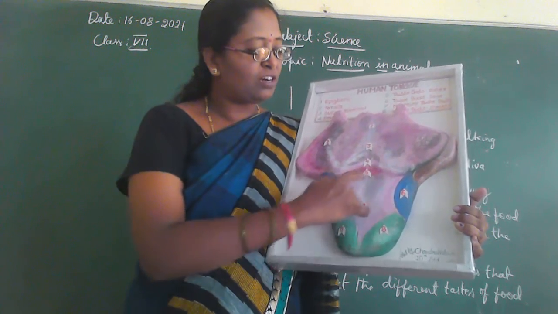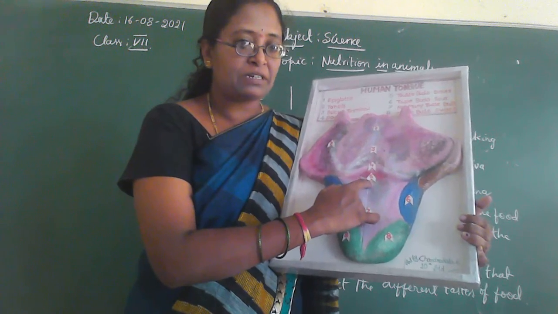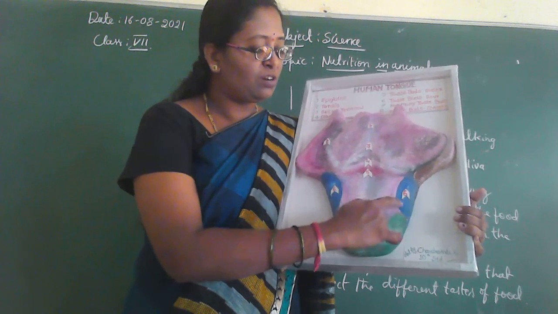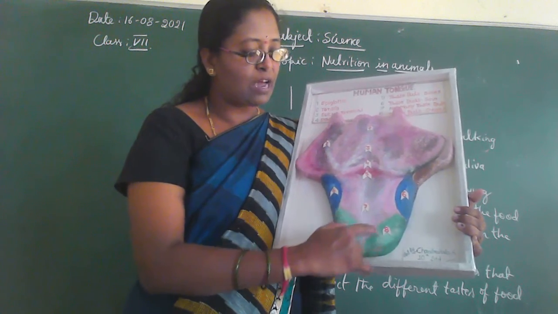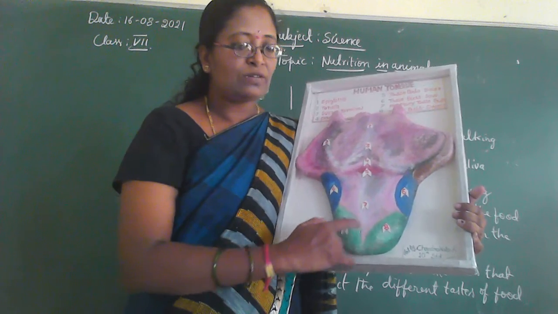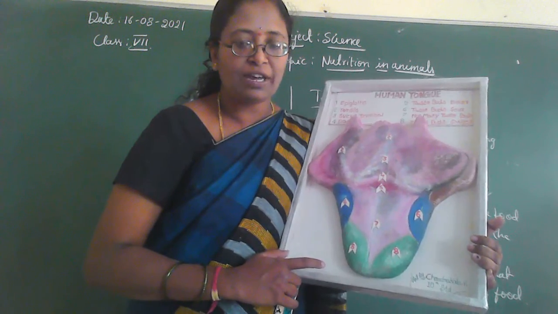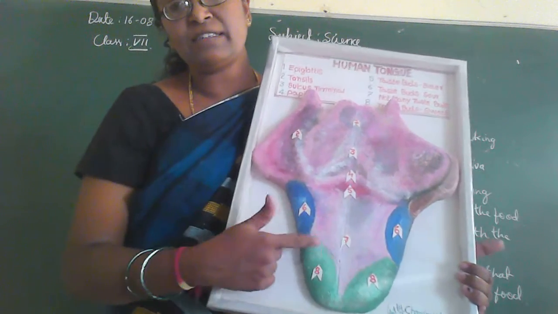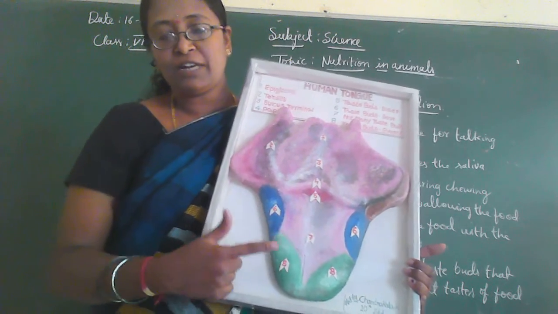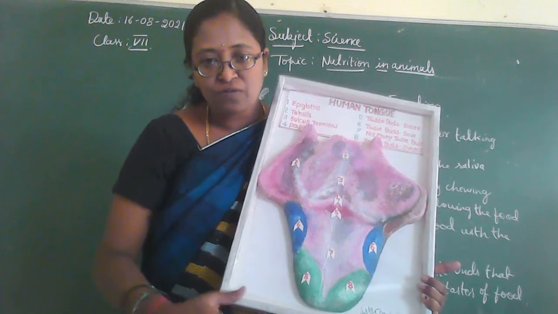So see, children. This region has some taste buds. It detects the bitter taste. In this region, we find the sour taste. Here we have some taste buds that detect the sweet and salt of the food. Okay, children, this is our tongue. Our tongue has taste buds. With the help of our taste buds, we detect the different tastes of our food. Okay, children.